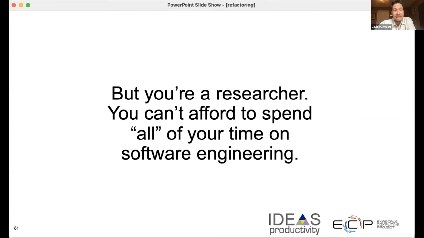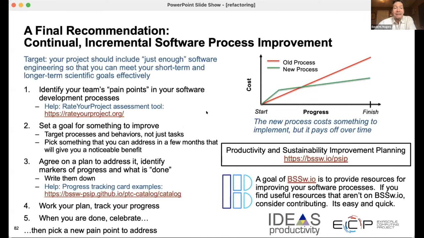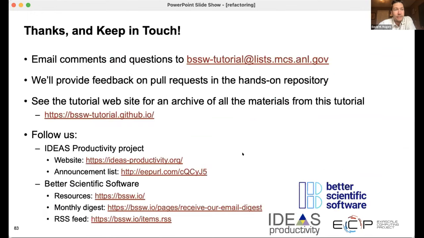Some people might come back and say, we're researchers, we can't afford to spend all of our time on software engineering. For that, I'd say yesterday there was an awesome PSIP tutorial that talked about how you can build a plan for improving the process on your team. So I'm just going to throw this slide up here and remind you that there was a great tutorial on this yesterday. And if you want more info, you can look at some of the resources we have.